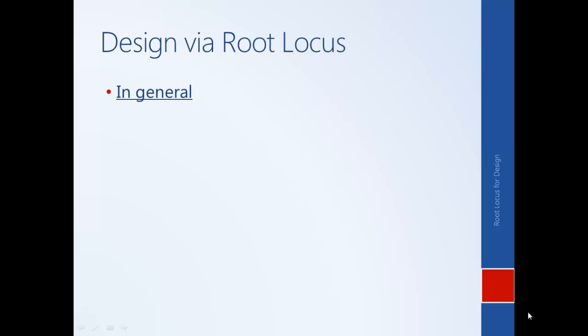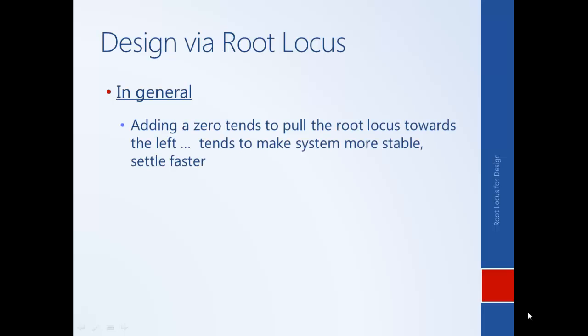In the previous examples, I basically just gave you the controller to try, or we just picked it blindly. At this point, we'll now try and provide a few guidelines to help us determine whether or not we should be attempting to add a 0 or a pole to our controller. Should we be attempting a PD controller or a PI controller, or what? In general, adding a 0 tends to pull the root locus towards the left, which tends to make the system more stable and settle faster. By moving the poles to the left, they have a larger sigma, so the settling time tends to be smaller.